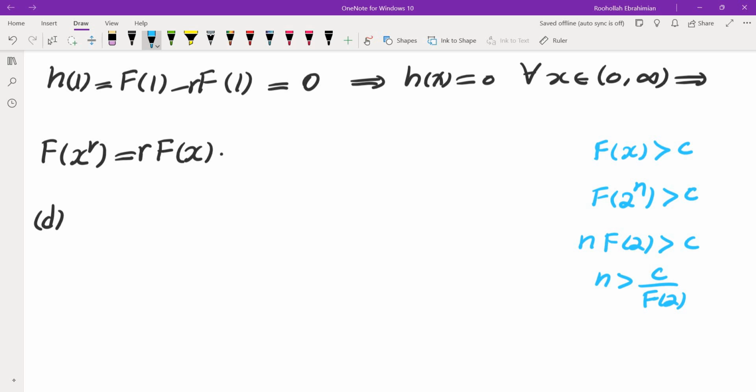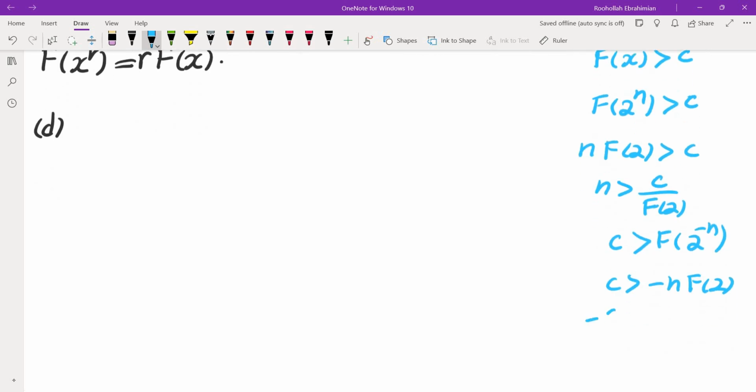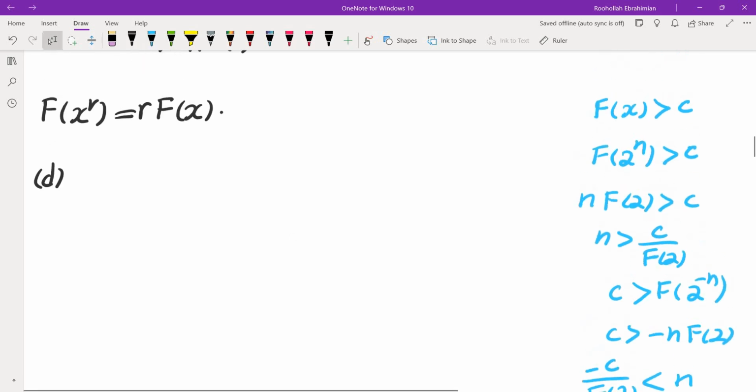And by the way, because f is strictly increasing, f of 2 is positive. So that creates something that is larger than c. For the other side, we will use f of 2 to the power of negative n. And then if you simplify this one, we get c is greater than negative n f of 2. So that gives you negative c over f of 2 is less than n. So these are the things that we need. So we're going to use the Archimedean property.